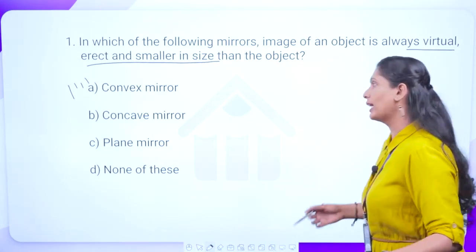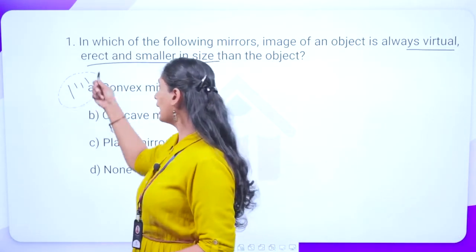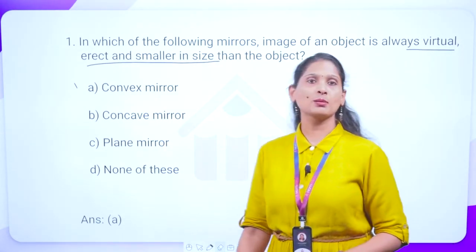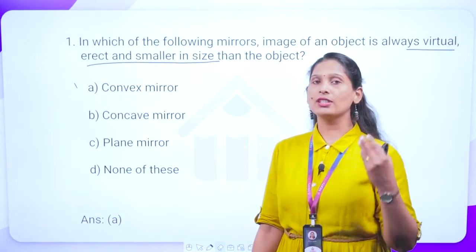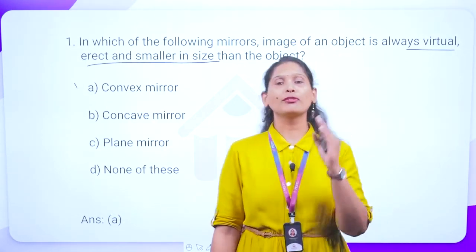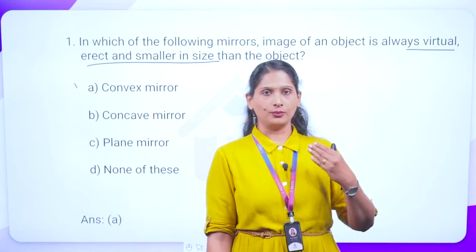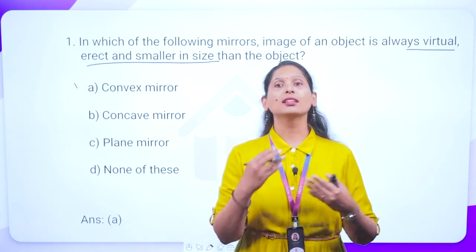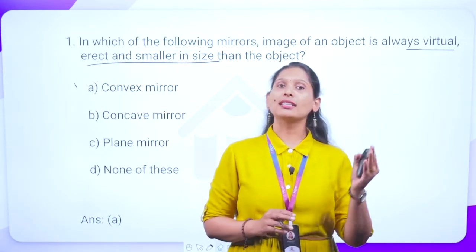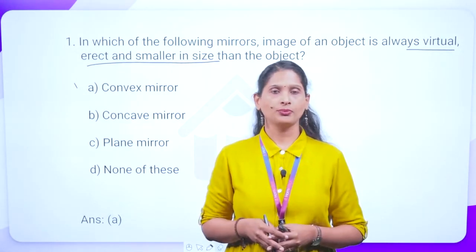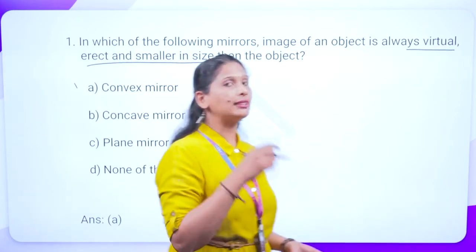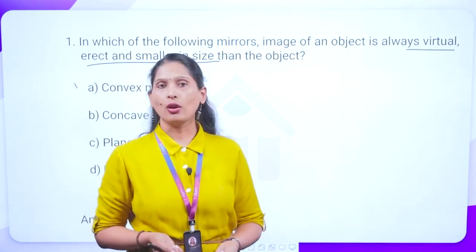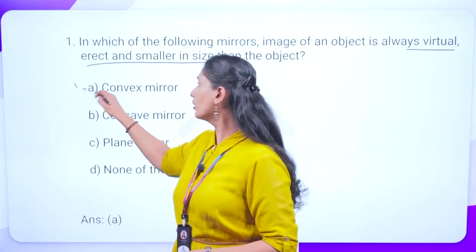Since all of them are behind A, let me also come with you. Yes, it is the convex mirror. We know that if it is a convex mirror, the image will be formed at the back of the mirror, by extrapolating the rays. Thereby we can say that it is a virtual and erect image, and we know they are smaller images too. So the answer will obviously be the convex mirror.